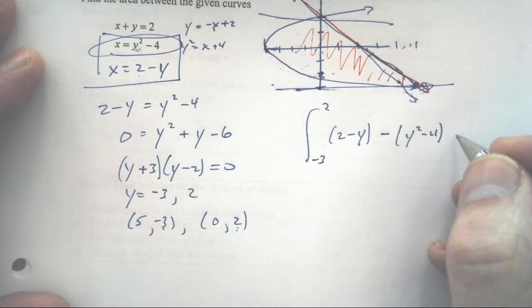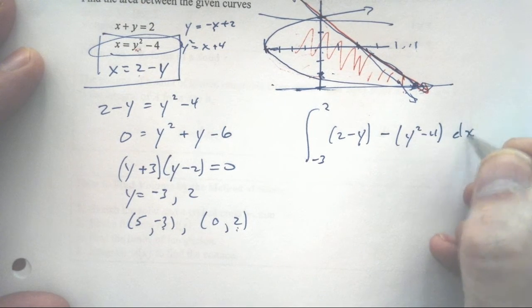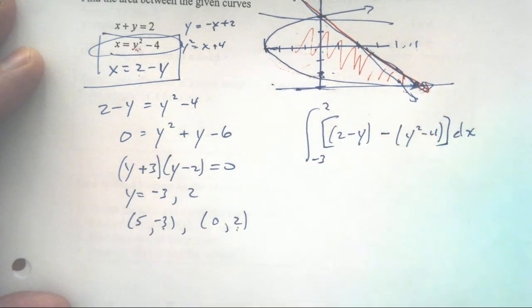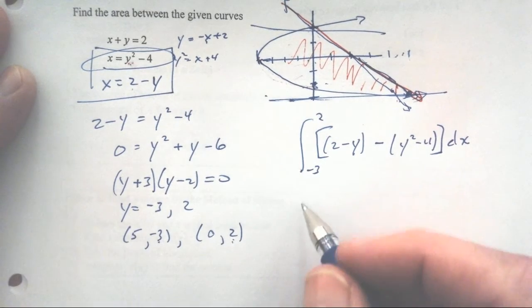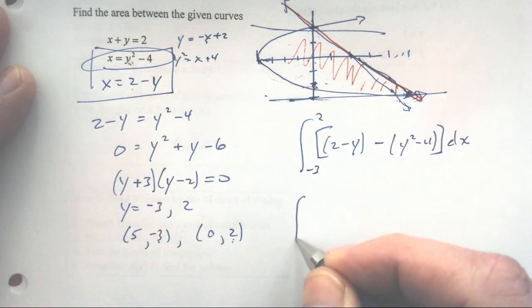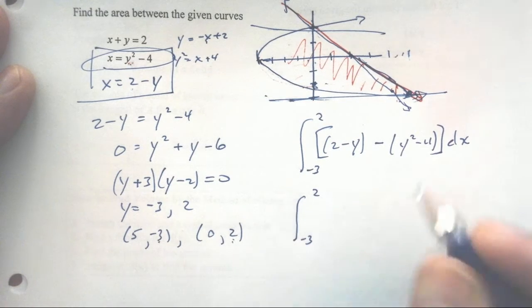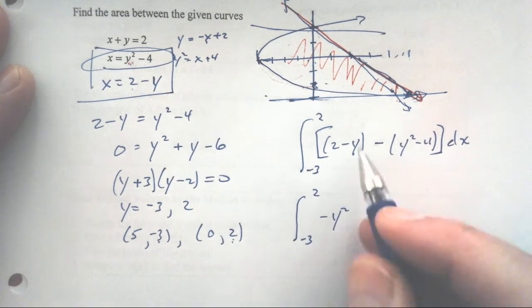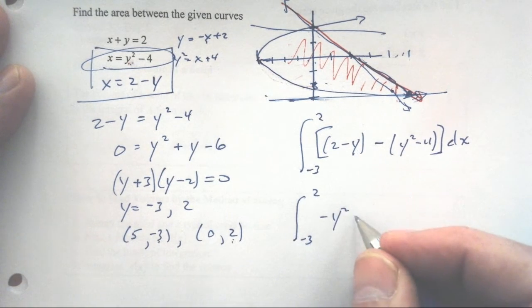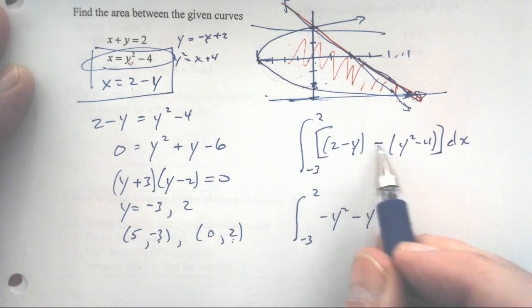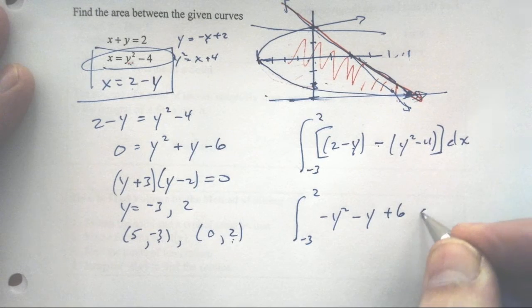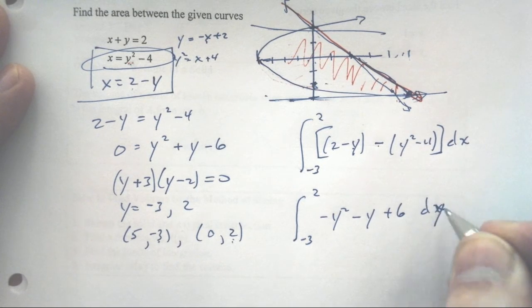And we're going to have a very, very similar problem, maybe even the same answer as what we just had, but a definite twist to this, literally a twist. Okay, so what do we get? Pass it off for some algebra help. I've got a negative y squared, I've got a minus y, and I've got a 2 minus negative 4, a plus 6 dy.